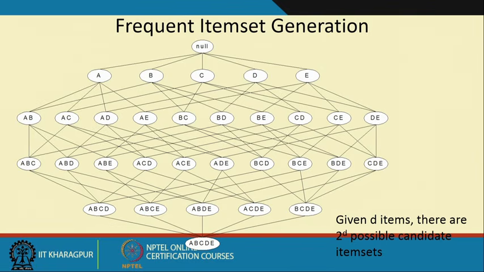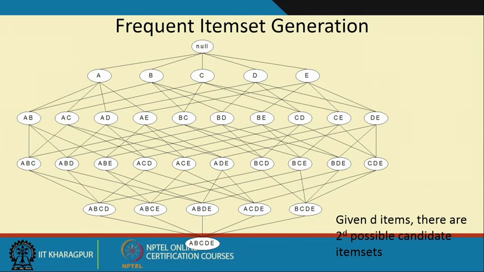So, I can form an item set of size 5. You remember the definition of k item set; here the size is 5. So, A, B, C, D, E is one such 5 item set. There are 5 possible 4 item sets containing 4 elements, A, B, C, D, A, B, C, E, and so on. There are 10 possible 3 item sets, A, B, C, A, B, D and so on.